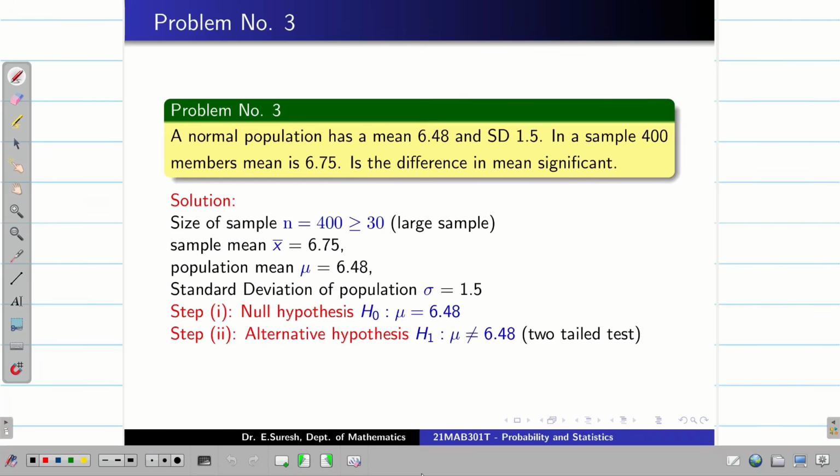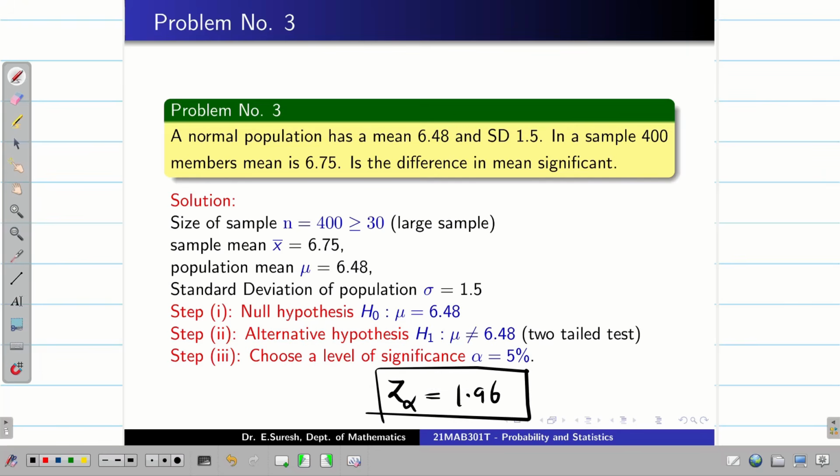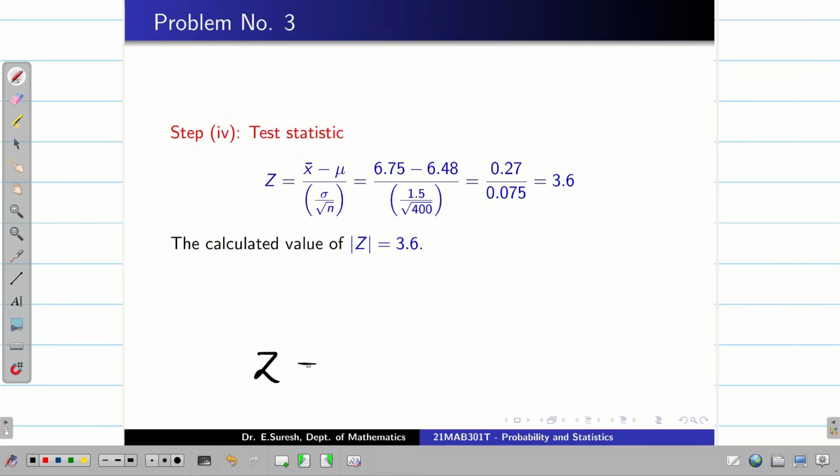So all the information we have, and in this problem alpha is not given. So we have to assume it as 5%. Since it is a two-tailed test, Z alpha is always 1.96. Next we have to go for our step 4. We have to find the Z statistic. Z is equal to x bar minus mu by sigma by root n. All information is given in the previous slide. Just substitute it. Find the value.